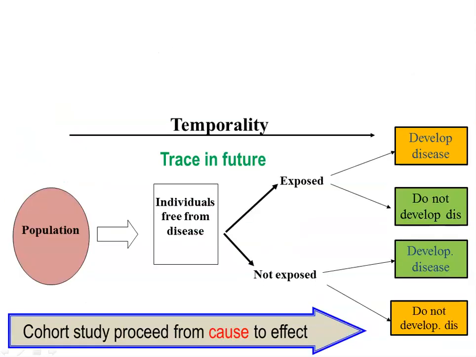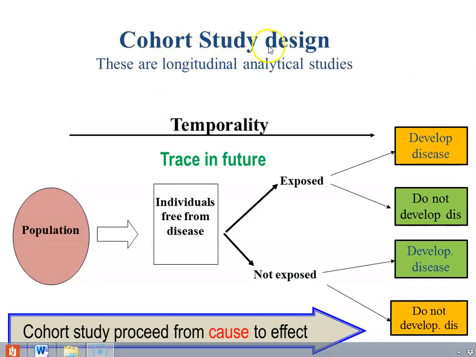In the next study design, cohort study, we start with the cause and we end with the effect. That is, now we are taking people who are exposed to a risk factor and those who are not exposed to the risk factor. We observe both these groups. We follow them in future and observe if they develop the disease or not.